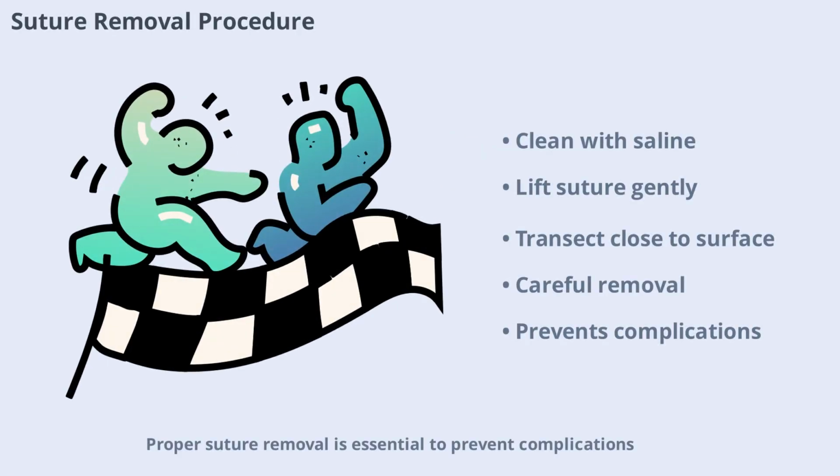Proper suture removal is essential to prevent complications. The procedure starts with cleaning the area using saline. Next, the suture is gently lifted, and the thread is transected close to the surface. Finally, the suture is pulled out carefully to avoid tissue trauma. Following these steps ensures safe removal and reduces the risk of infection or scarring.